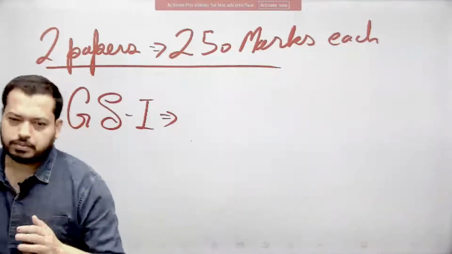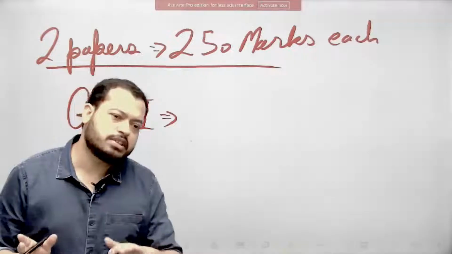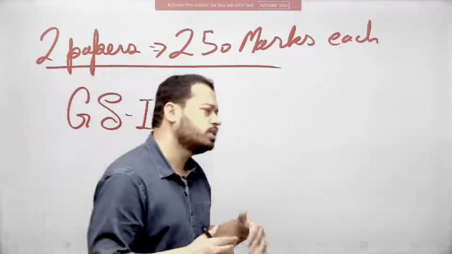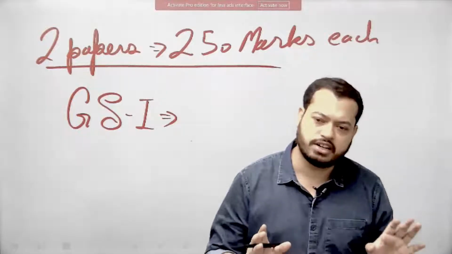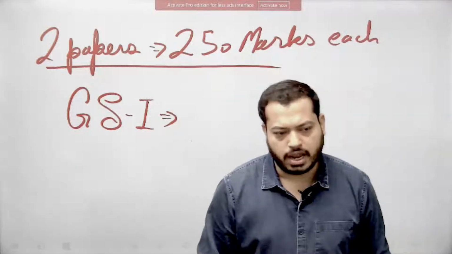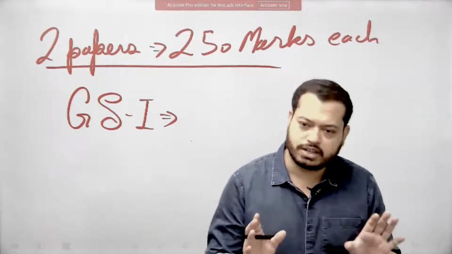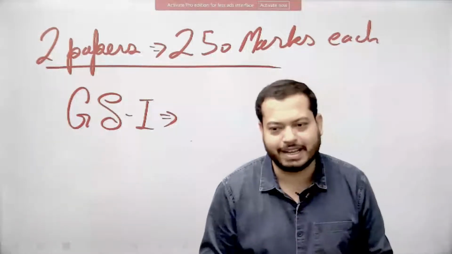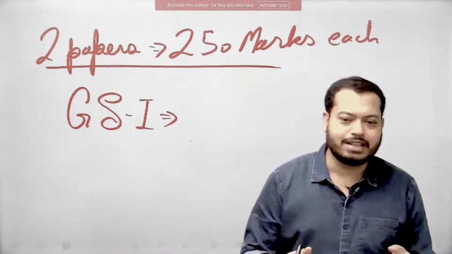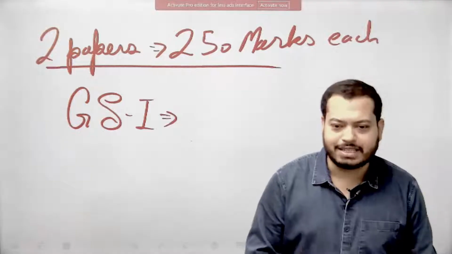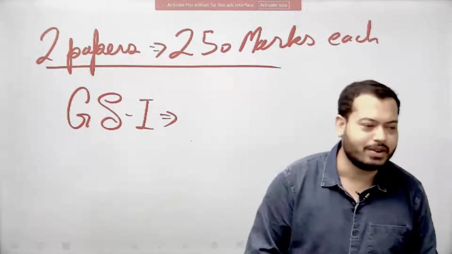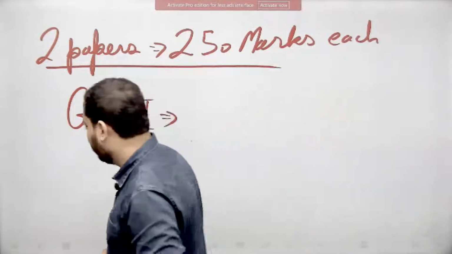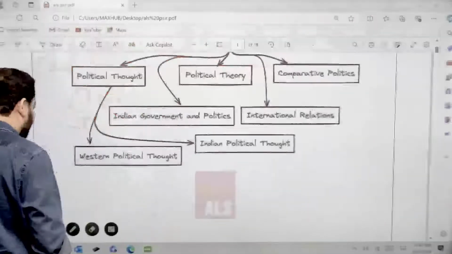Because of this overlap, this is a consistent practice that almost 18 to 20% of the students are taking political science and international relations only. There's no rocket science. It's a very basic fundamental idea. If you read less and more questions will come from there, obviously you are going to choose that. Nothing more than that.